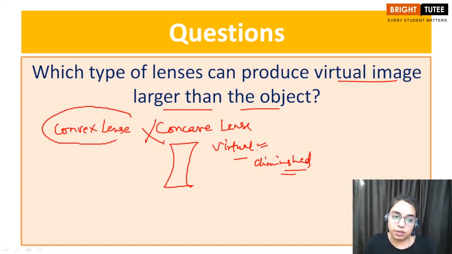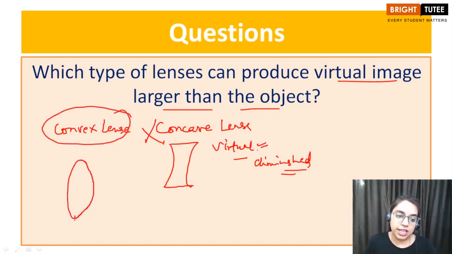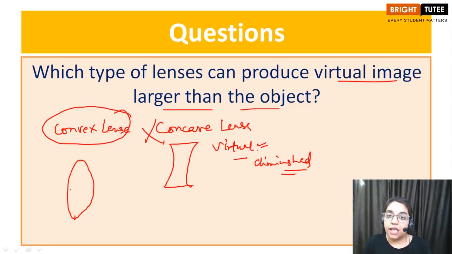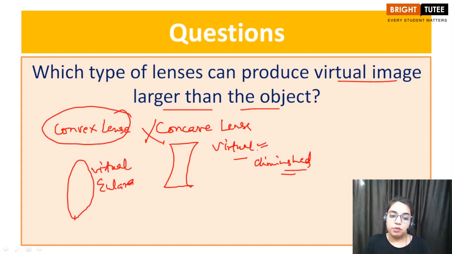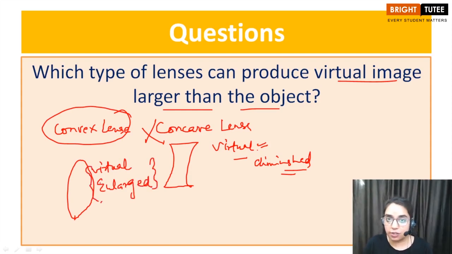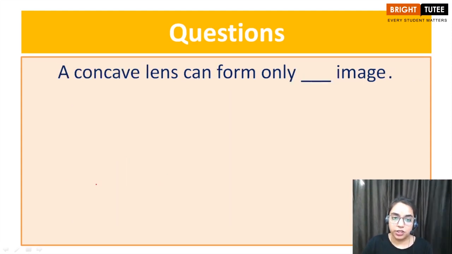And that too children, the convex lens is the one where we have a thicker center and thinner edges. We have studied a case where the candle was placed very close to this lens, and in such a case a virtual image was obtained. So the correct answer, a virtual and enlarged image, was obtained, and that is why the correct answer is convex lens. Okay, so let's move to the next question.